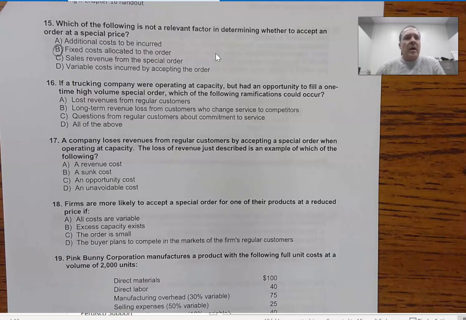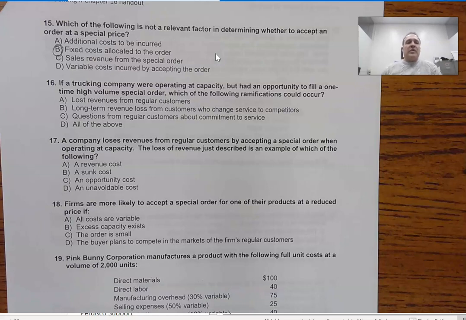It says, answer choice C, sales revenue from the special order. Well, of course we care about that. The 7 needs to be more than the 5, right? And then variable costs incurred by accepting the order. Well, that's the $5, right? So we do absolutely care about the $5 versus the $7. So C and D would cover both of those, and those are both relevant factors. So that makes B the answer.